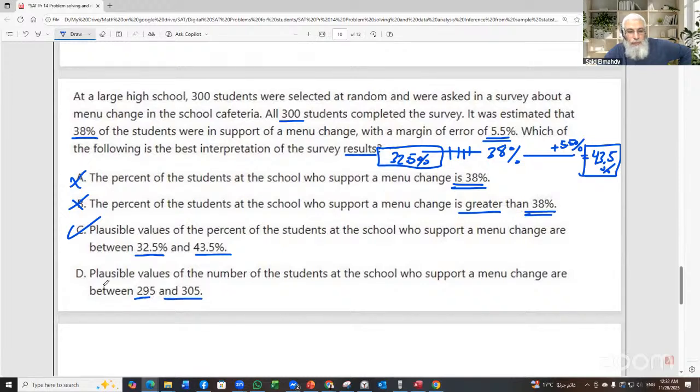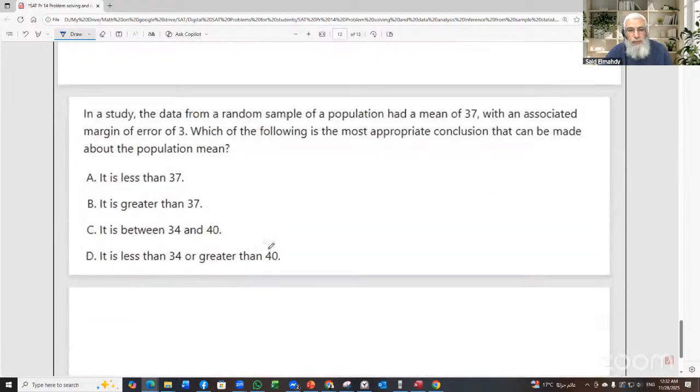This is not correct, because this 5% is a percent, not five people. We don't add and subtract 5 people. So C is the correct answer. This is the last question here.